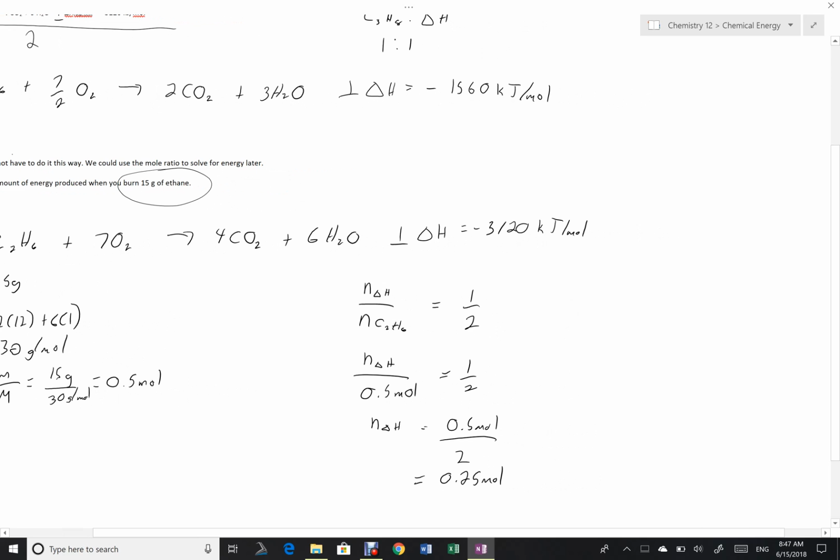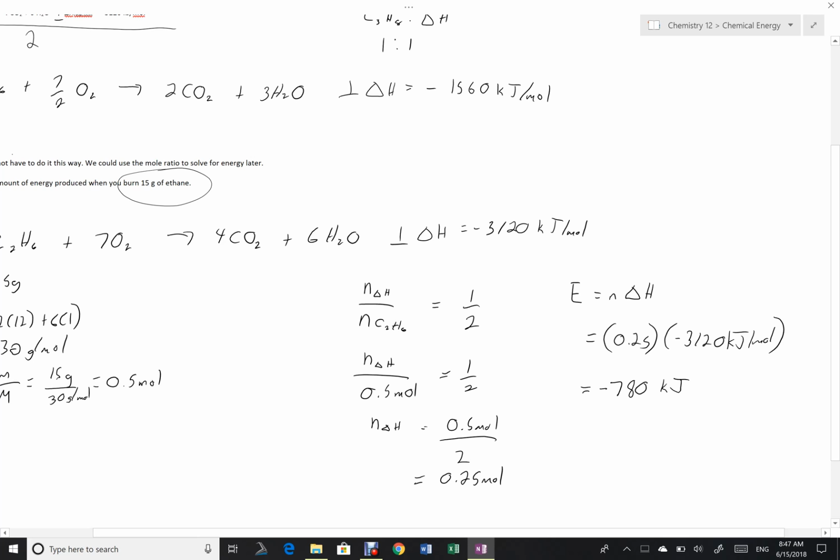And then with that in hand, my energy is going to be equal to my moles of energy times my energy per mole. So 0.25 times negative 3120, and I get negative 780 kilojoules per mole, or kilojoules, period. Negative because it's available to the environment.